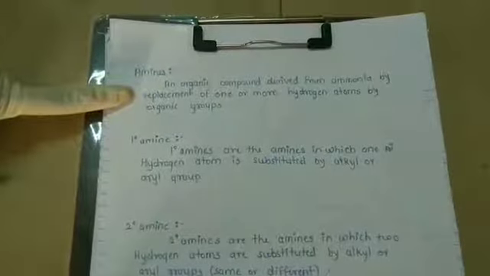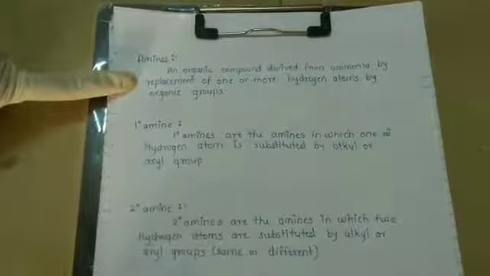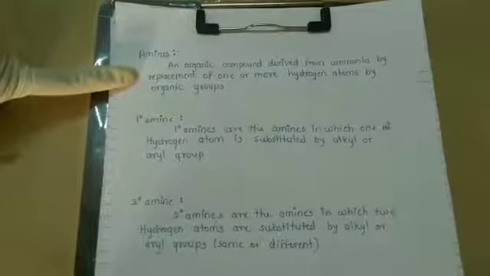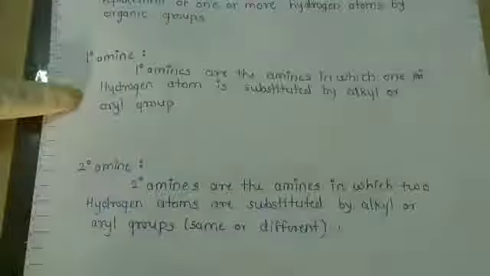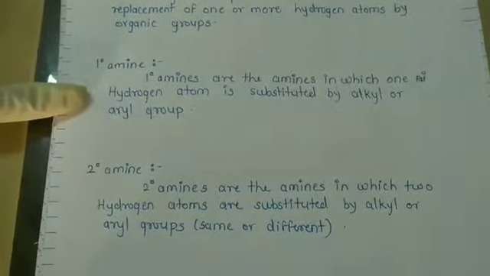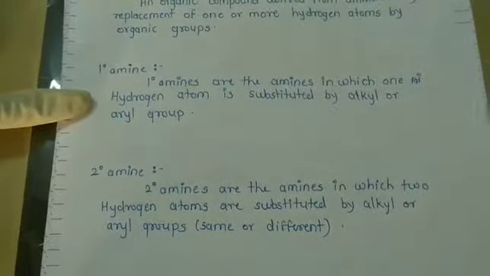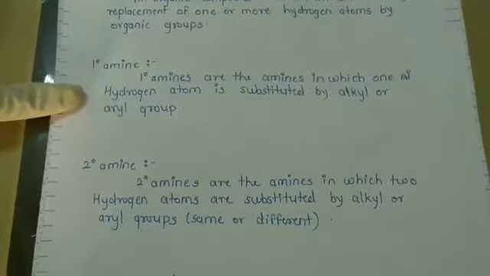An organic compound derived from ammonia by replacement of one or more hydrogen atoms by organic groups is called an amine. Now, what is a primary amine? Primary amines are the amines in which one hydrogen atom is substituted by an alkyl or aryl group.